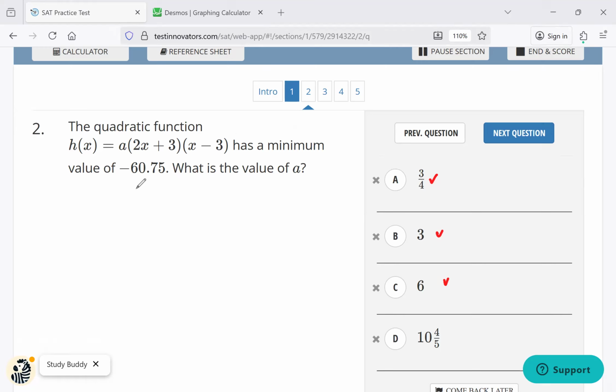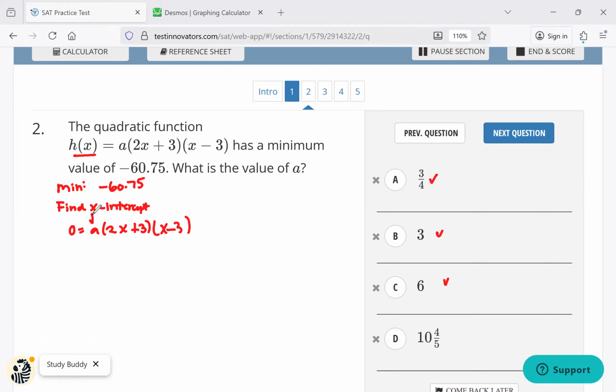You can also do a little bit of algebra. So if you want to do the algebra, right? So we know that our min is negative 60.75. What you got to do is find the x-intercepts. So how do you find the x-intercepts? You set y to 0, and then you solve for x.